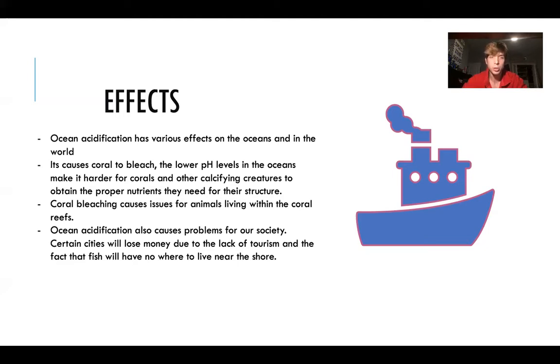Ocean acidification also causes problems for our society. For example, because of coral bleaching, which is caused by ocean acidification, huge parts of the corals in the Great Barrier Reef in Australia have basically been wiped out. This is very bad for tourism because Australia gains millions or maybe even billions of dollars a year on tourism alone, and that's because of the Great Barrier Reef and the unique environment and the creatures that live in it.